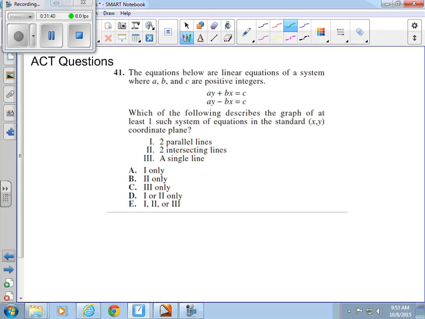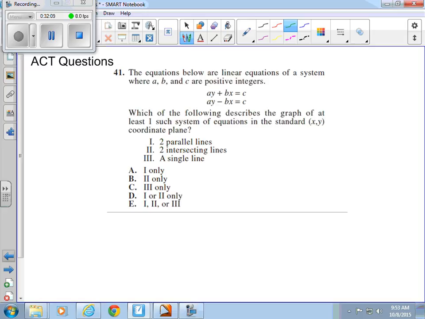This is often how the ACT puts systems of equations problems. This one's a pretty hard one. It's number 41 on the ACT, so it's a later problem. It says the equations below are linear, where A, B, and C are integers. Which of the following describes the set of lines? Two parallel lines, two intersecting lines, or a single line?